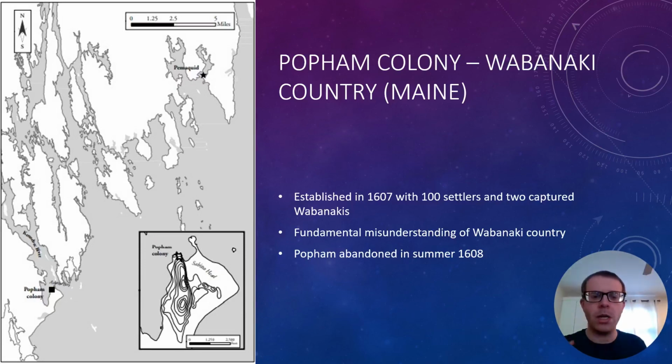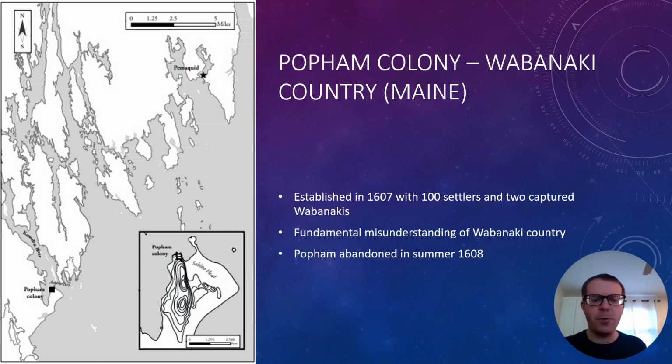And the goal of Popham and Gilbert was to find rare metals like gold and silver. And both Popham and Gilbert did not have much experience in how to set up a proper colony that could be self-sustaining. And so this group of 100 settlers arrives in late summer of 1607, so they don't have time to actually plant crops.